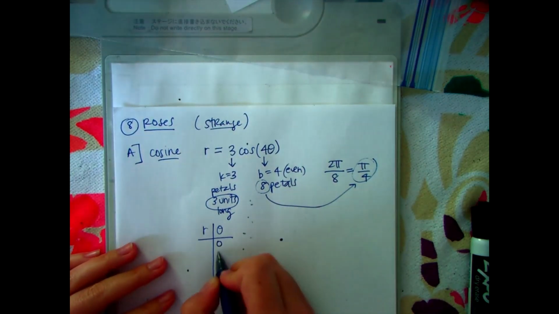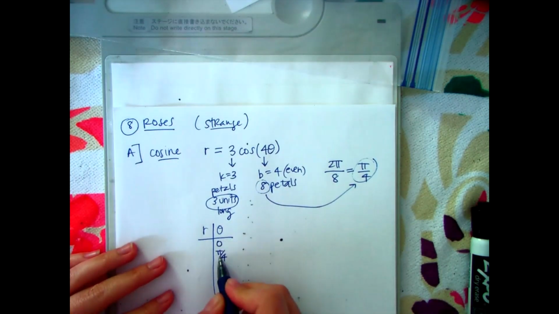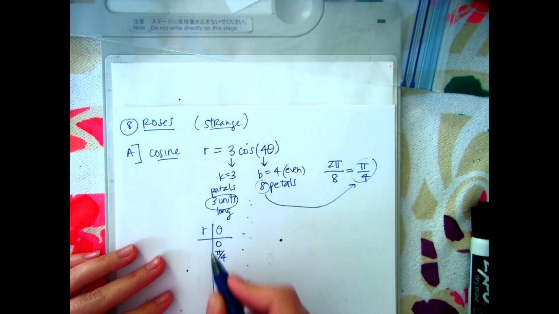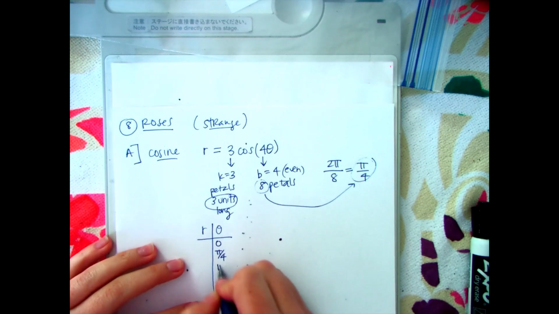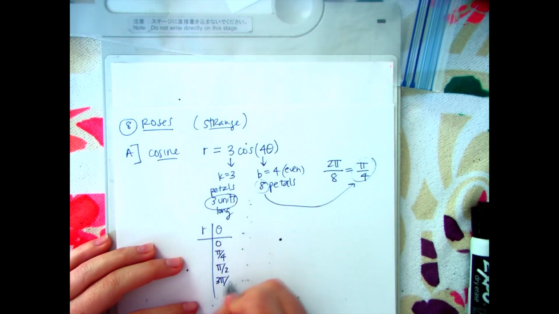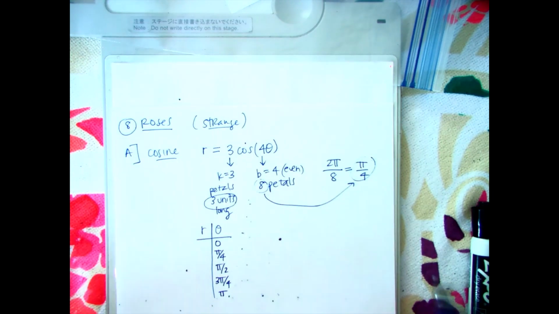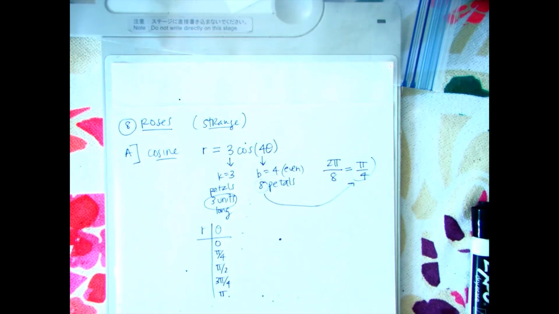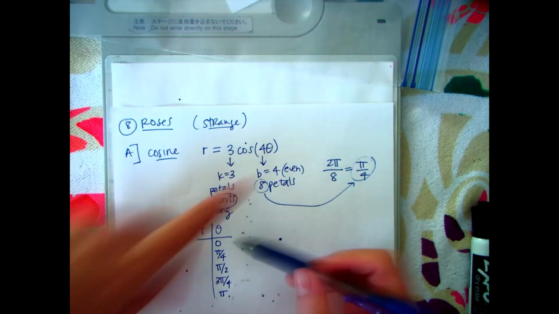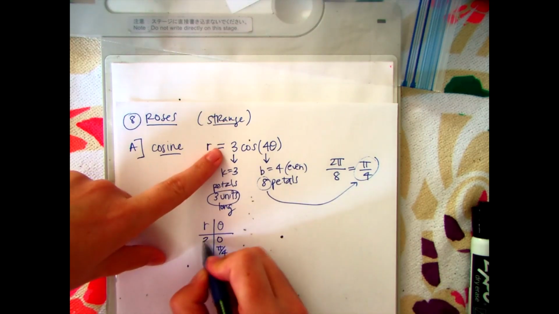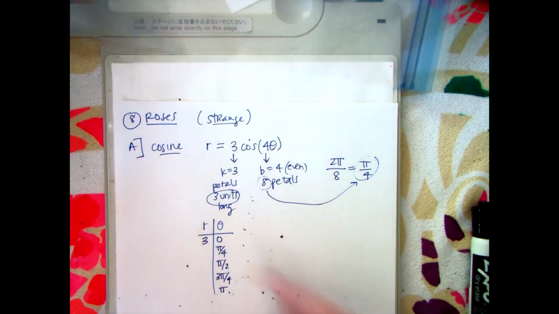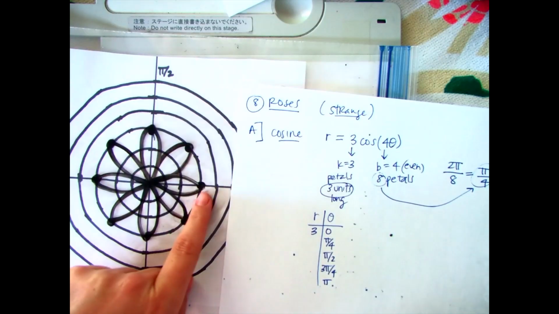Alright, so 0, I know that I'm going to get a petal every pi over 4, so I already know that I'm going to choose to set my t-table up this way. Pi over 2, 3 pi over 4 to pi. So I'm just going to work through these up until pi so that you can see what's happening. So if I plug 0 in, cosine of 0 times 3. So there is our first coordinate. And we can see that we got it right.